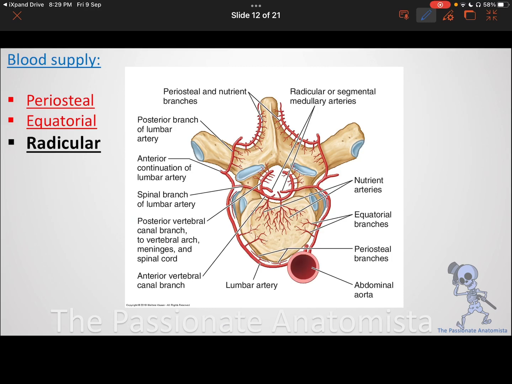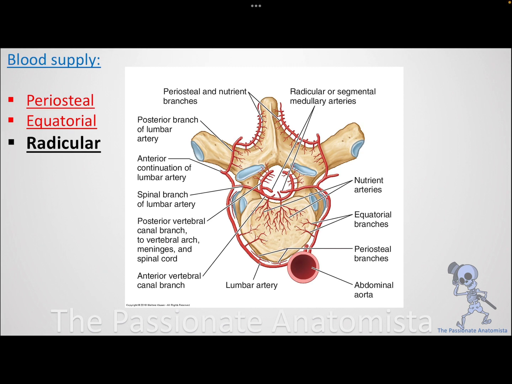The spinal nerve. Now, moving to the next thing is the blood supply. The blood supply of the vertebral column is going to be by three branches. One, we call it periosteal. Why? Because it wraps around the bone, the periosteal layer.